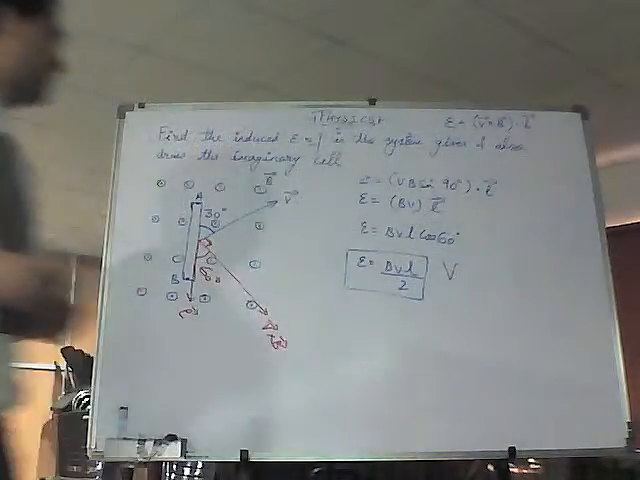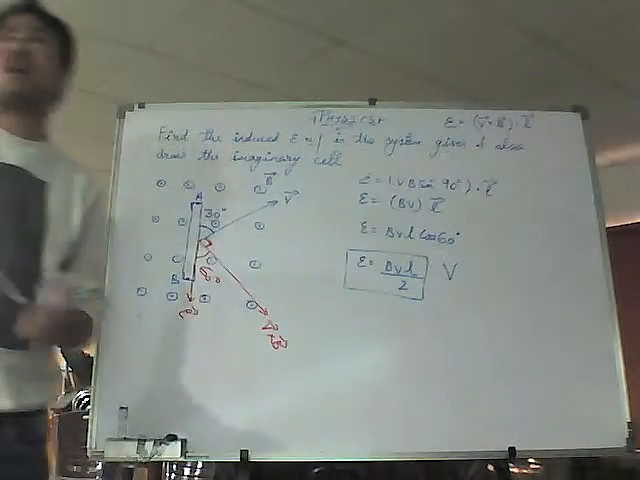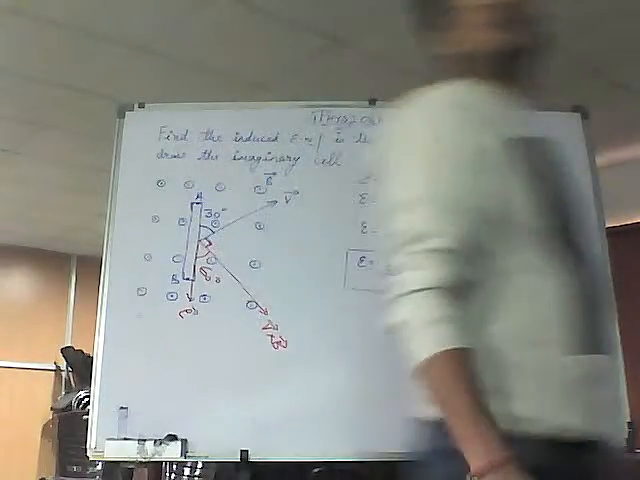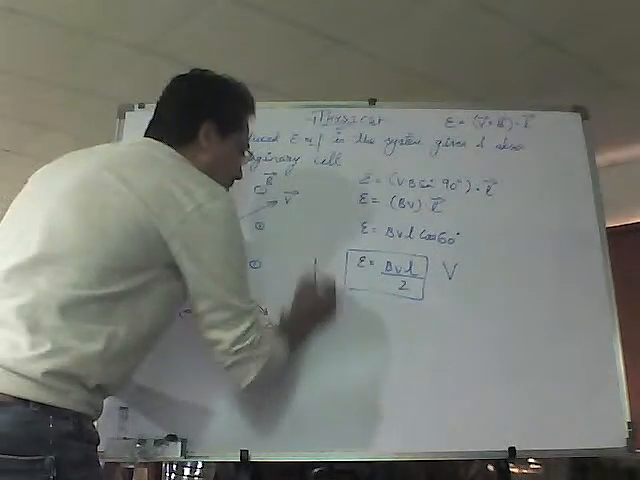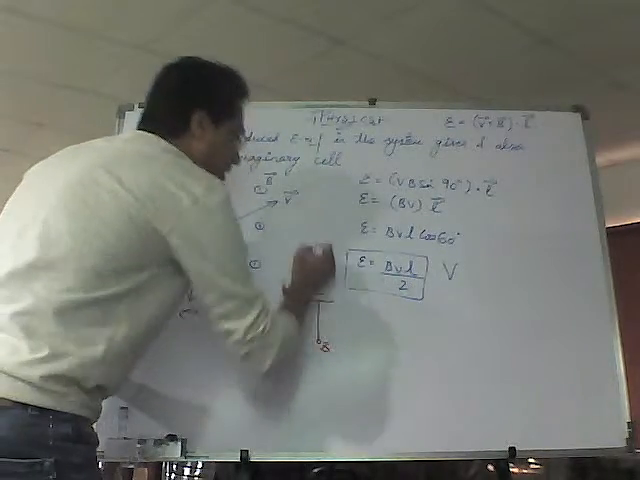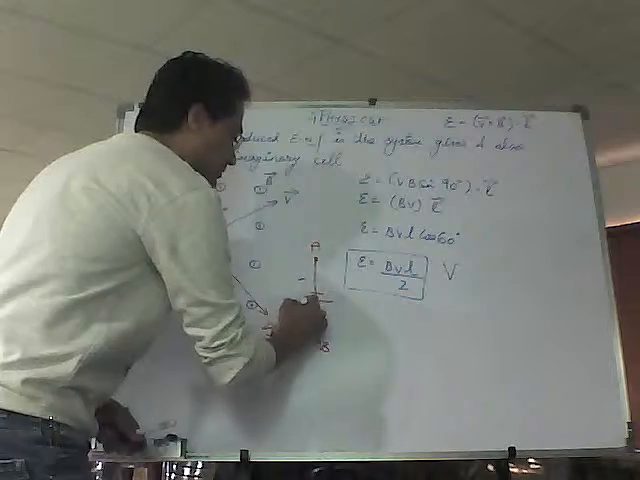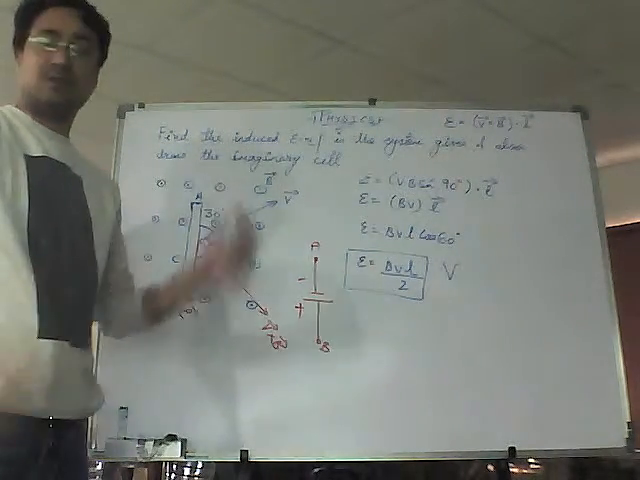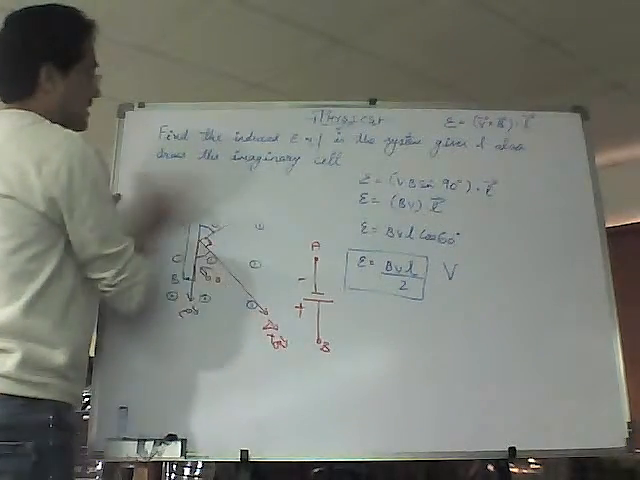Now what about the positive terminal? Which one will be the positive terminal now? Which one? Very good. B will be positive. So if we want to make an imaginary cell, how will we make it? Positive, this is B. Negative, positive. Okay, great. Everybody is able to give the answer. I think you can easily solve this type of problem.